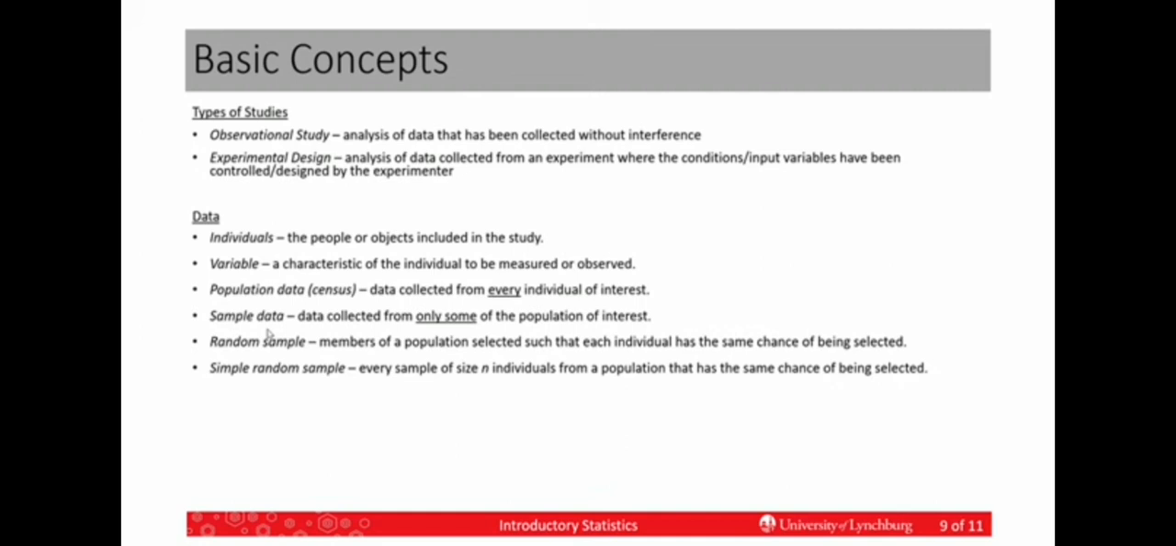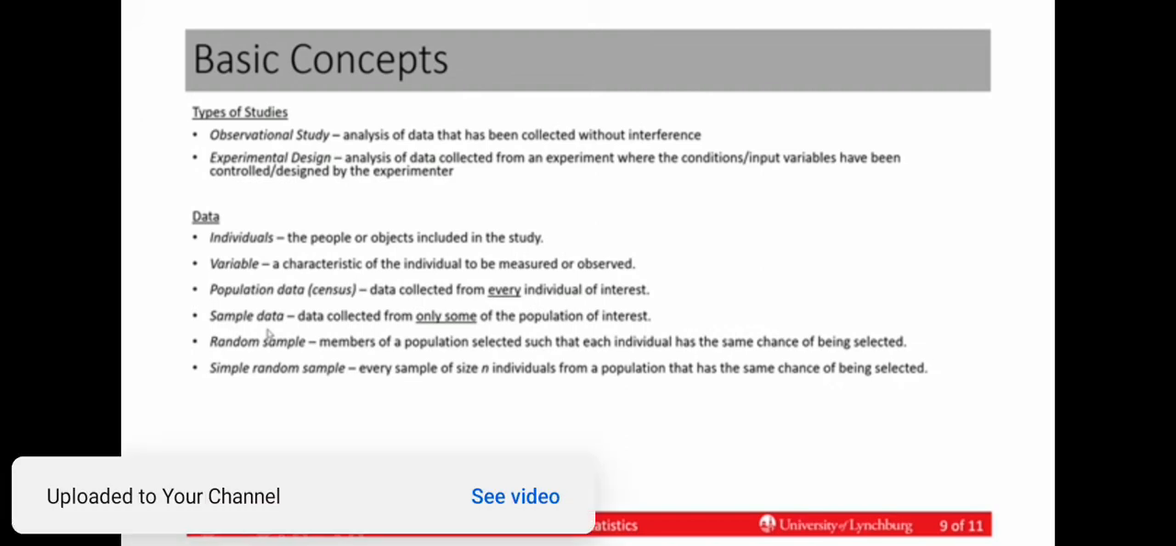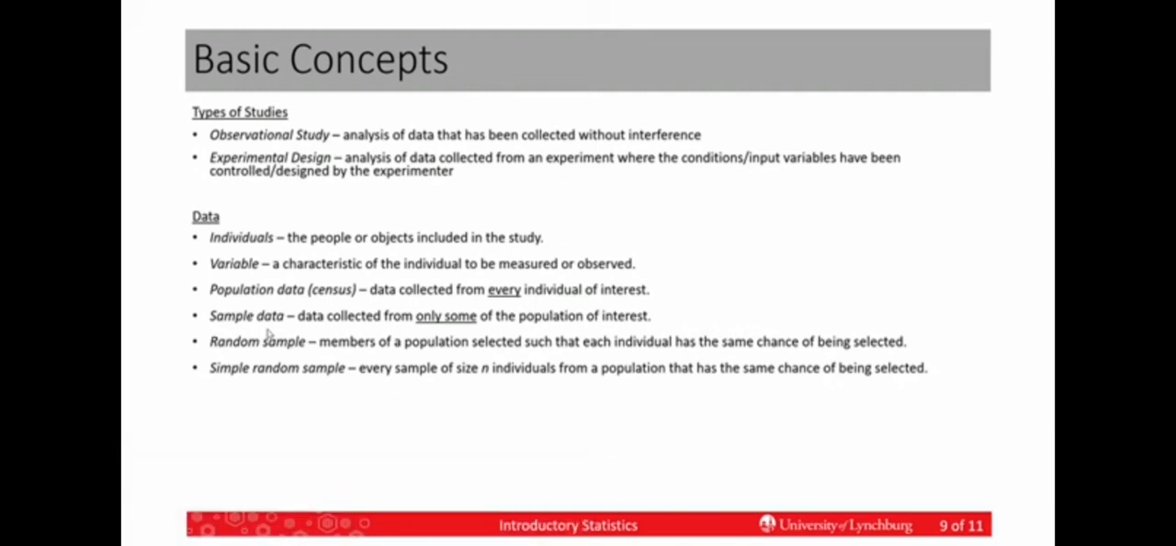Population data is a term that refers to measurements or observations from the entire population of interest, and we call this a census. And the U.S. does a census every 10 years, or attempts to. And then we have sample data, and again, it's data that's collected just from our sample, which is just a portion of the entire population.